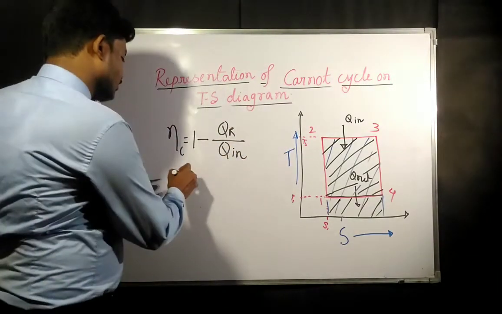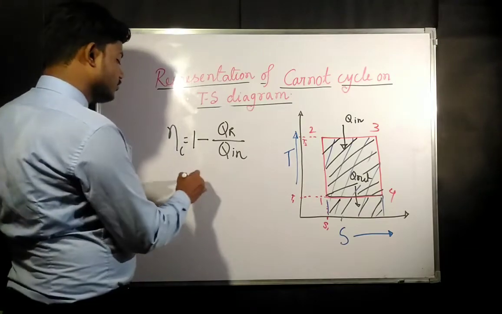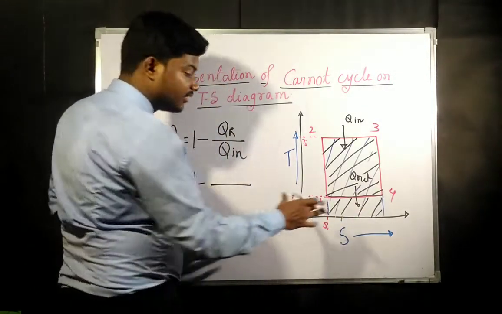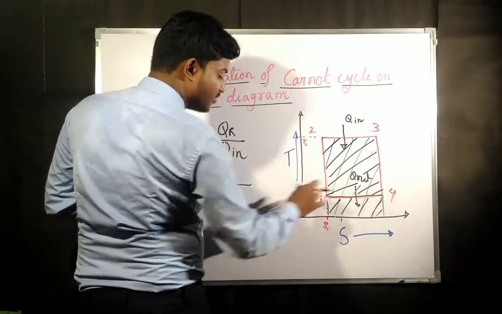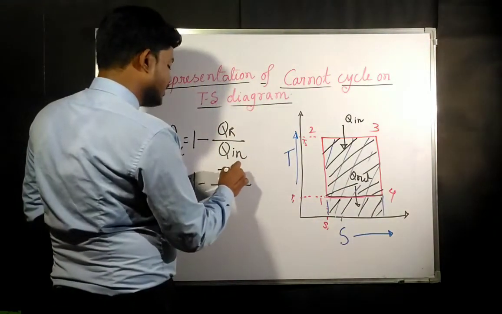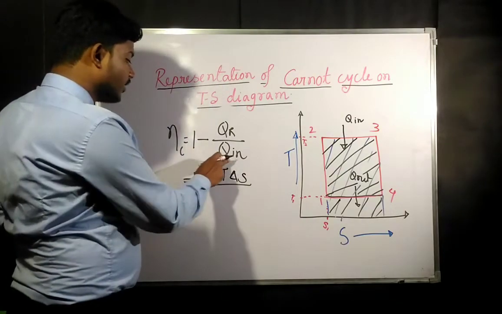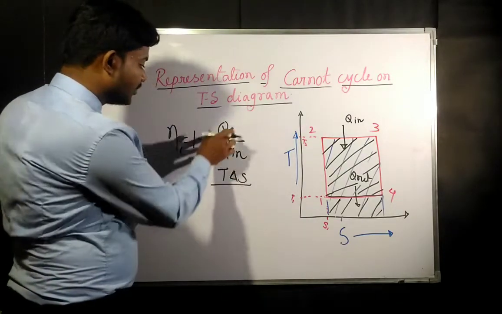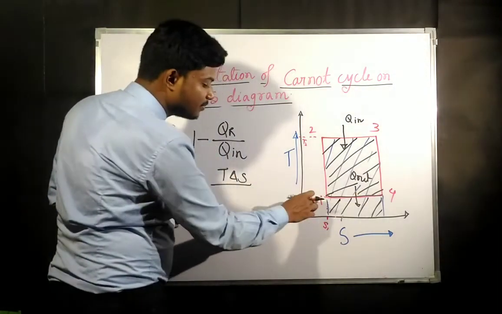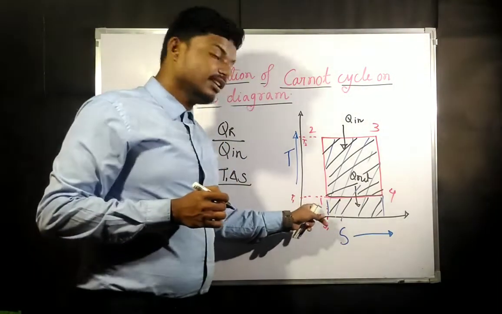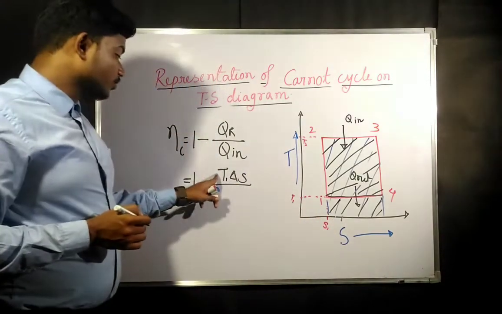Now, if you take Q R, what does it mean? This entropy difference, so T into dS. Again, what is Q? T and entropy. Q R, rejection, is taking place at what temperature? At T1. Okay, rejection is taking place at T1, so we are taking T1.